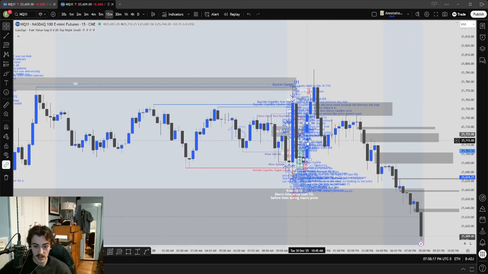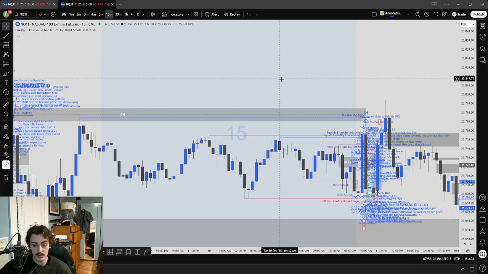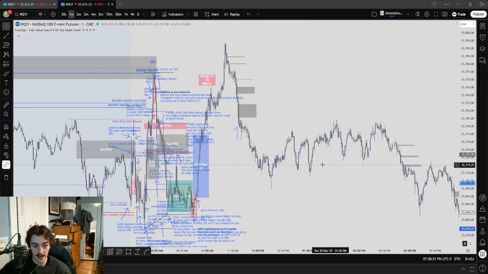I wasn't anticipating this second move higher to take, no, it didn't even take any. It just went up, tapped a PD array, this wick, and then moved lower. So yeah, that was my bias and that was my thought process coming into the day and my narrative.